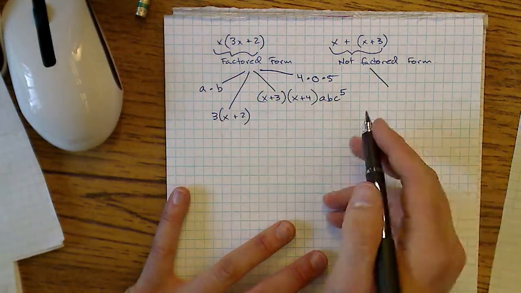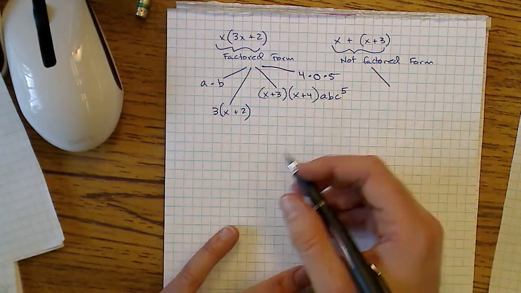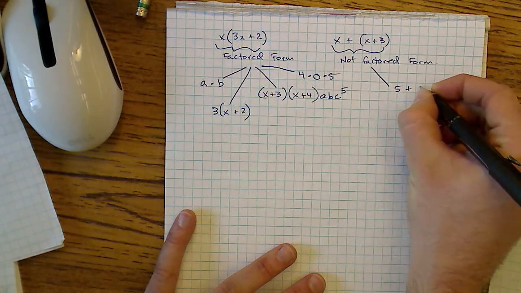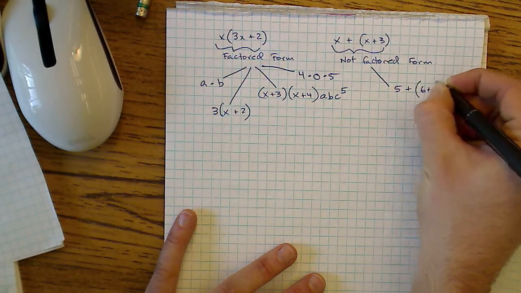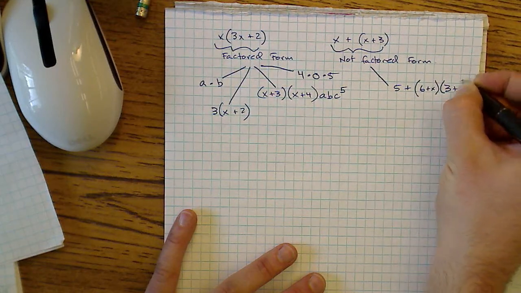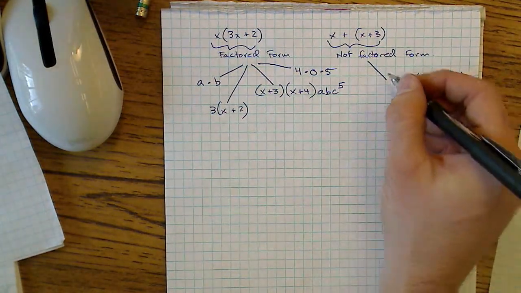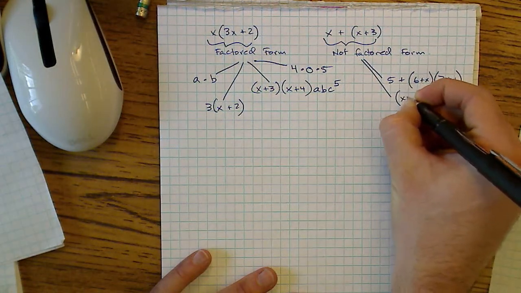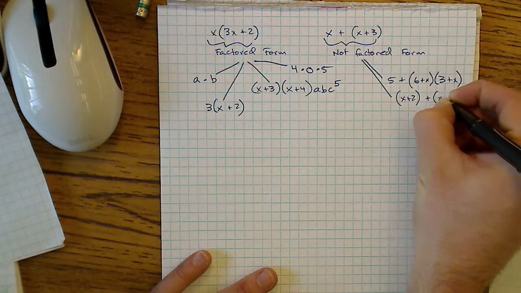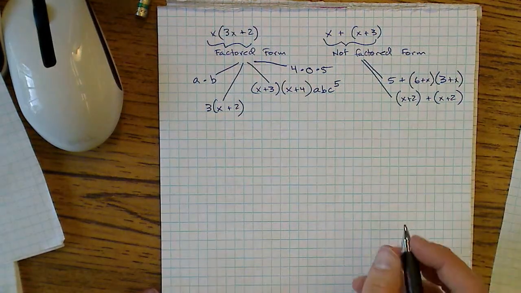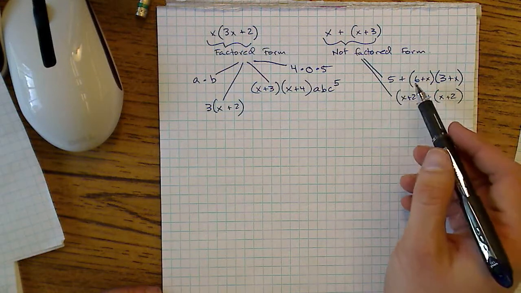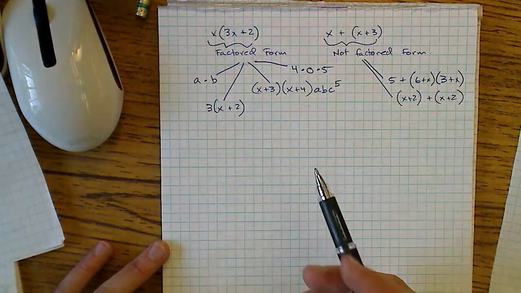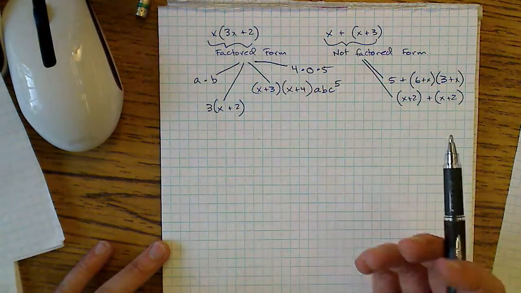Things aren't in factored form when you have part of the expression that's not being multiplied by itself or by the rest of the expression. So like 5 plus 6 plus x, 3 plus x, that's not factored form. x plus 2 plus x plus 2, not factored form. Notice the entire expression isn't being multiplied over here, whereas over here the entire expression is being multiplied. So these are going to be all of our examples of factored form.